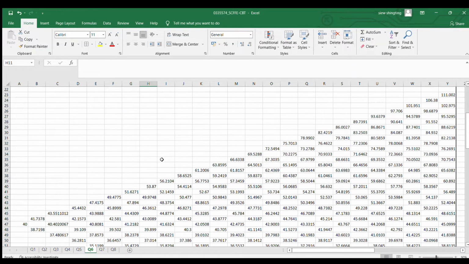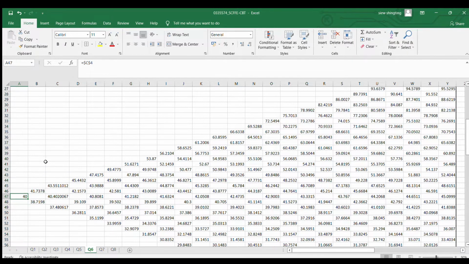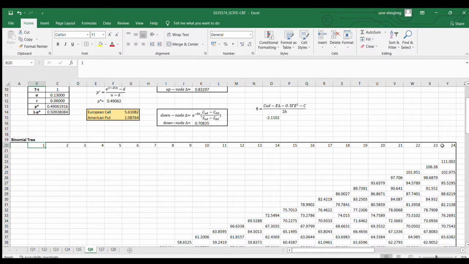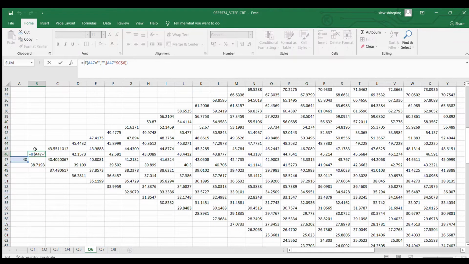For the binomial tree, we just put S0 here. After that, we set the periods 1 to 24. For this part, we set the formula: A47 times C6, that is, the stock price times u. So we get 41.7378. For the downside, we use the same formula, changing u to d. So we get 38.7198.